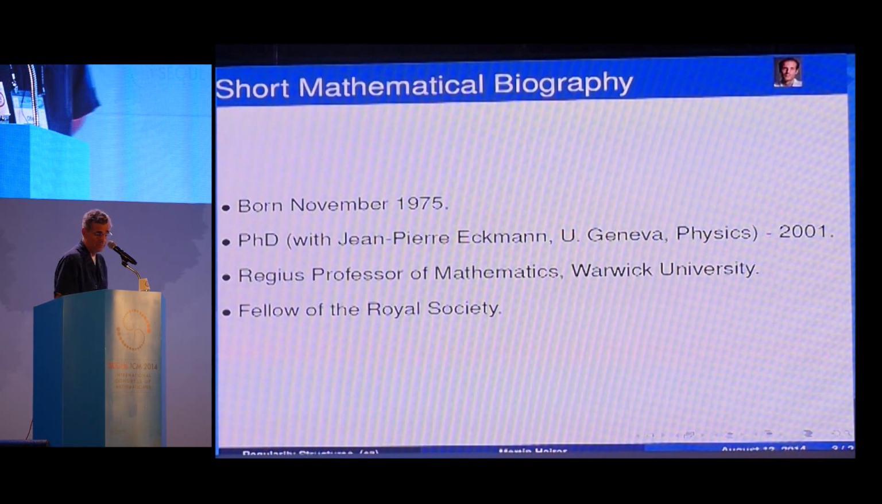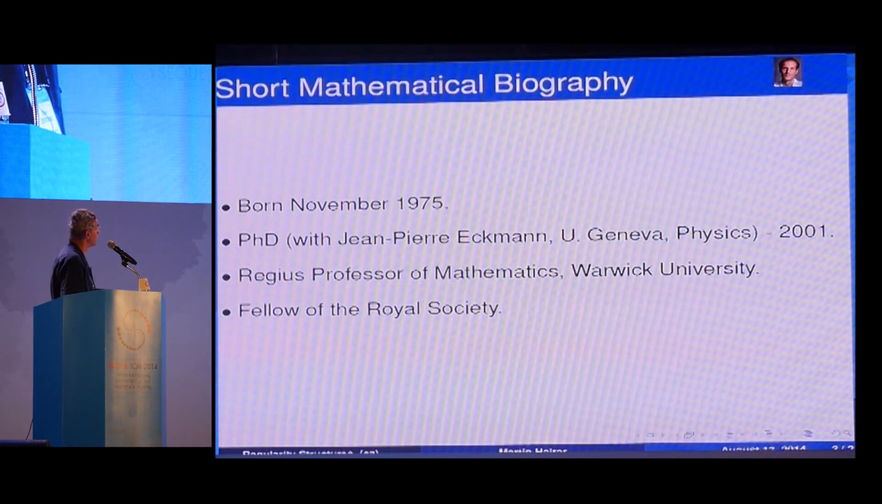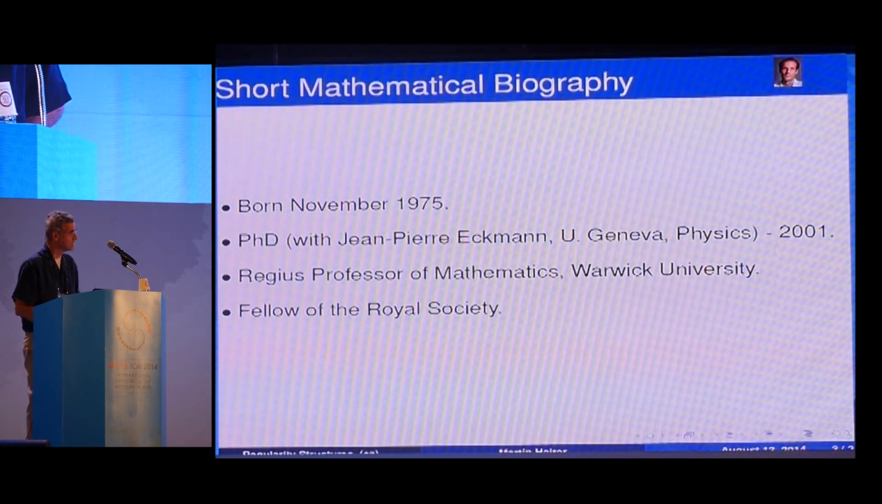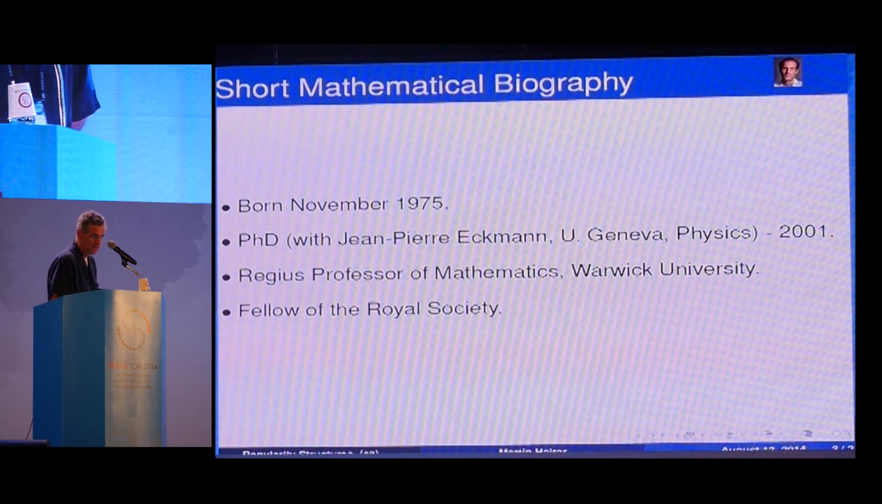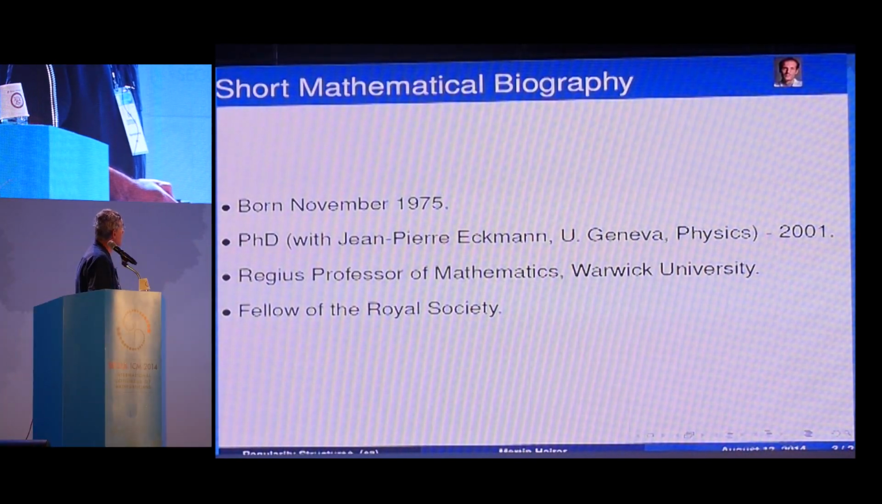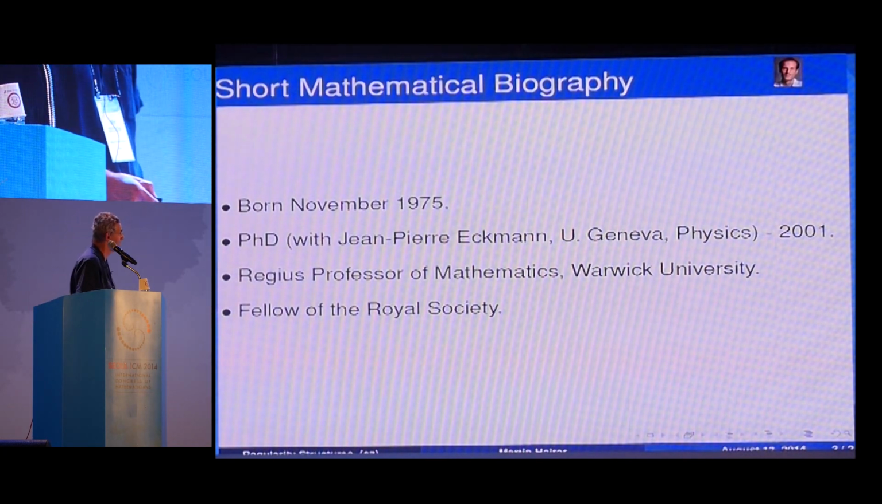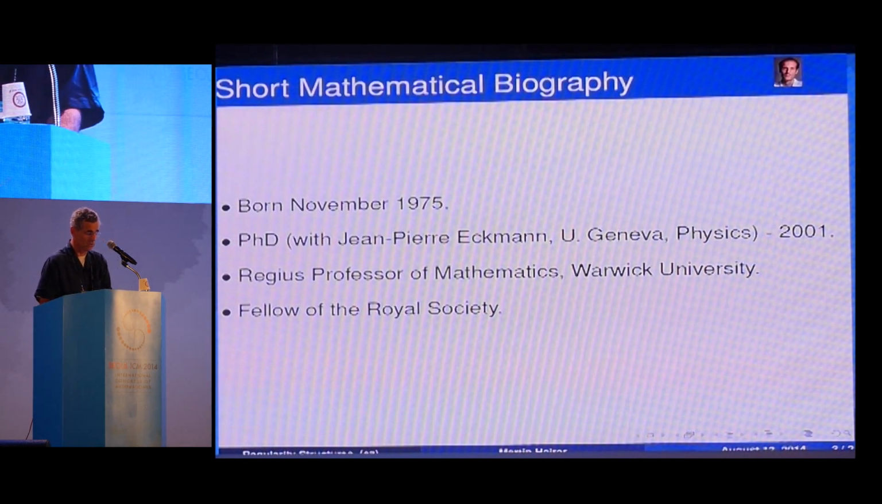He was born in November '75. He got his PhD in physics with Eckmann in Geneva, although physics is taken in a pretty mathematical sense in this case. He is currently a Regius Professor of Mathematics at Warwick University. In the last year, he has got many prizes and recognitions. In particular, he is now a Fellow of the Royal Society.